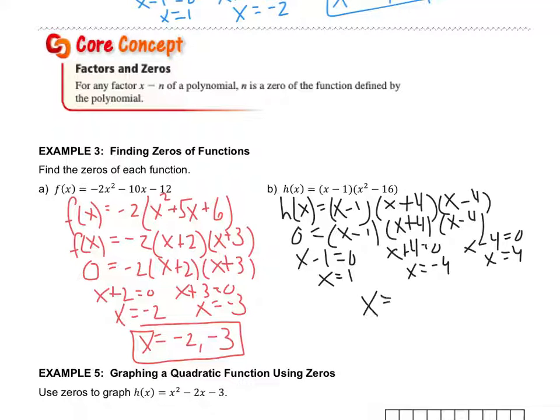So in this function, I actually have 3 answers. Negative 4, 1, and 4. So I'll have 3 different intercepts. This is actually something we call a cubic function. It actually is going to cross the x-axis 3 times and not just twice like a parabola would.